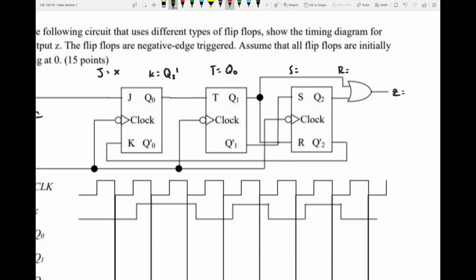Now our S and our R can get a little tricky, so I'm going to go ahead and trace these real fast in other colors. Apparently that's going to be tiny.